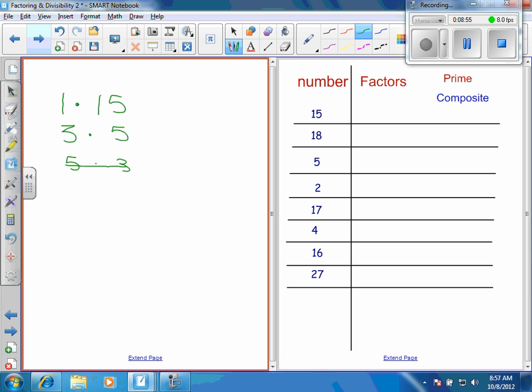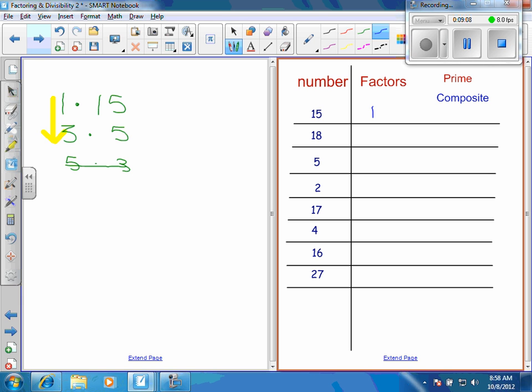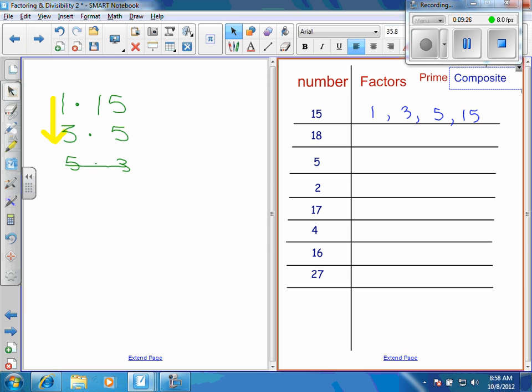If you go in a systematic way, where you go in order, that's a really good way to find all the factors. So over here, I can list the factors in order. 1, 3, 5, and 15. So 15 has 4 factors. Because there's 4 factors, we call 15 a composite number, not a prime number. Does that make sense? So we're going to call 15 a composite.